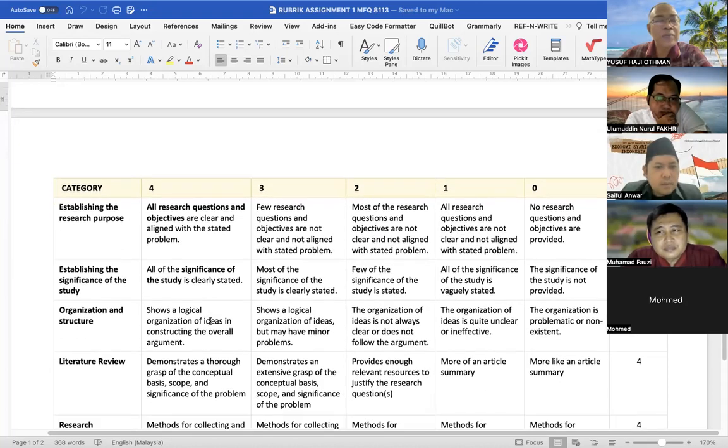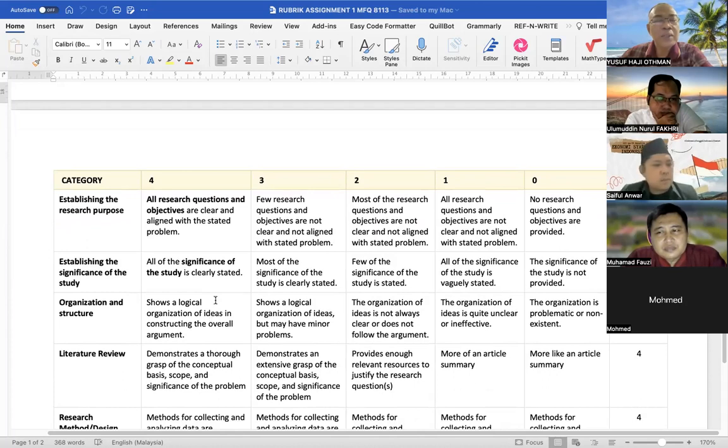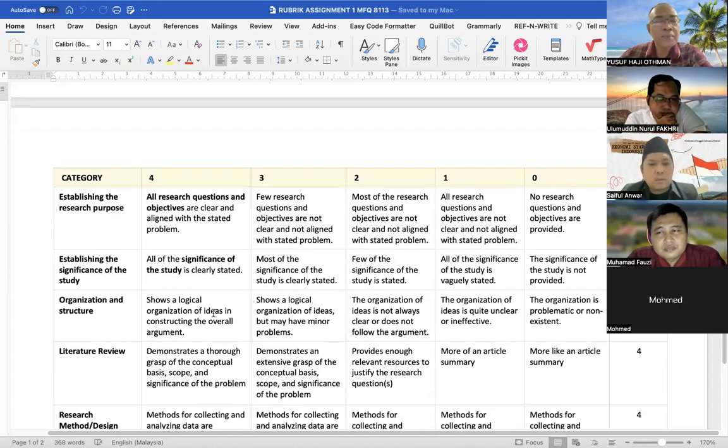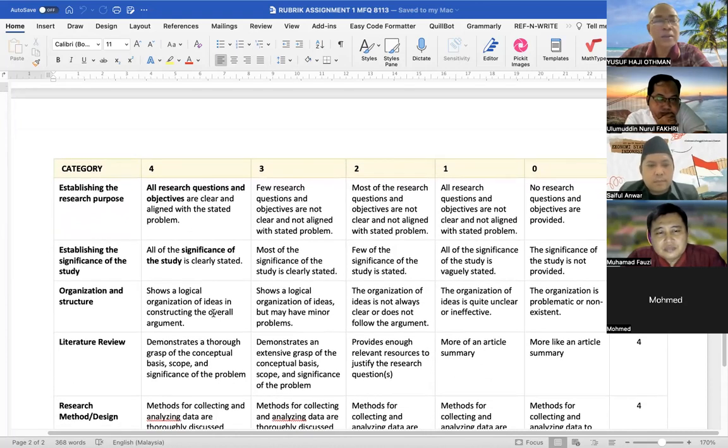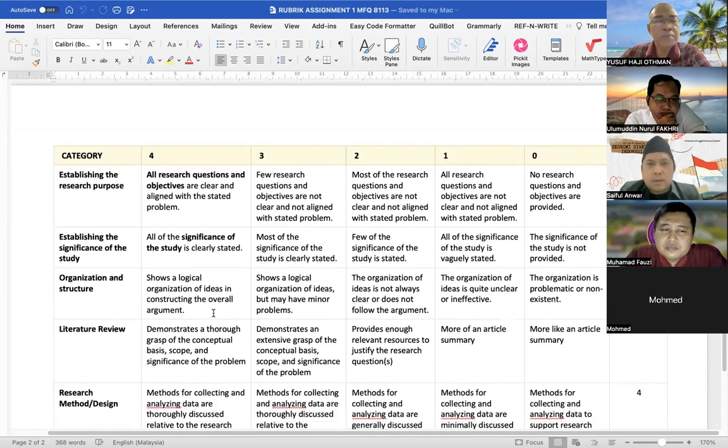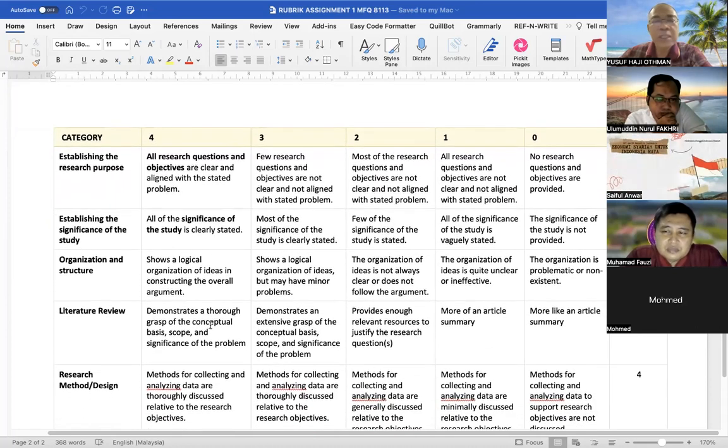And then establishing the significance of the study. All the significance of study is clearly stated. And then research organization and structure. And then literature review. For this literature review, for the initial proposal, you don't need much, okay? Maybe between 5 to 10 literatures or articles that you have read. And today we will talk about how to write literature review. But for initial plan, you don't need to read too much.